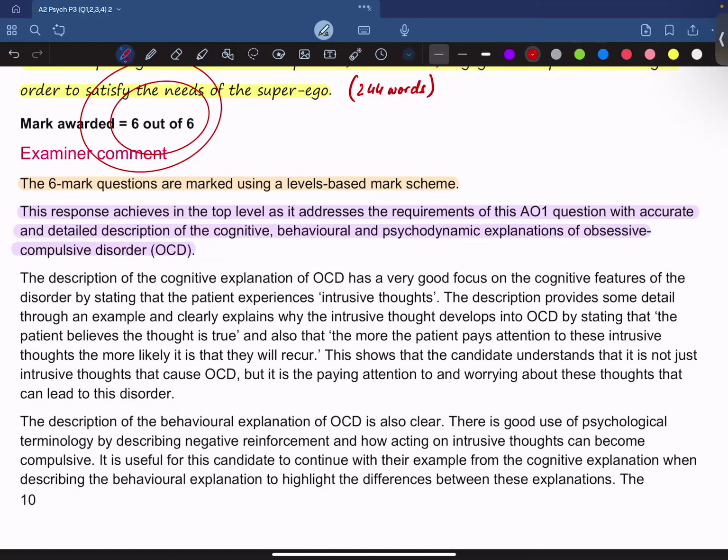1, accuracy. 2, detail. Moving on. The description of the cognitive explanation of OCD has a very good focus on the cognitive feature of the disorder by stating that the patient experiences intrusive thoughts. Now, see, pick on keywords, right? Stating that the patient experiences intrusive thoughts.